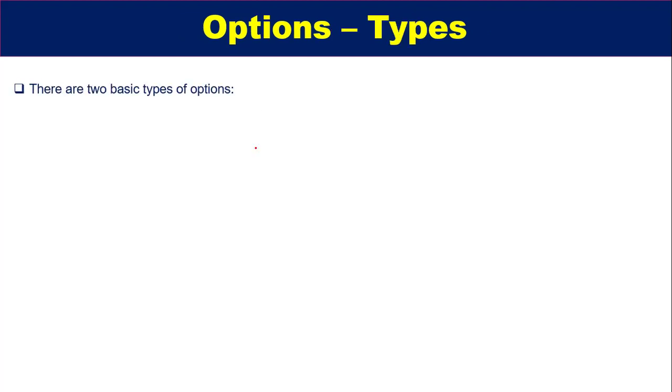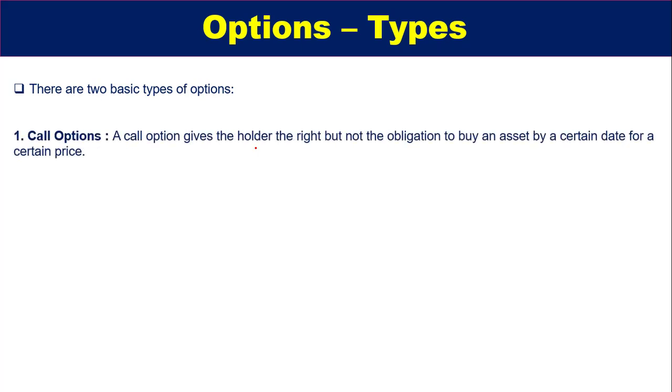Now come some of the basic types of options, and I think you know the two basic option types. First is the call option. In a call option, the holder has the right but not the obligation to buy an asset by a certain date for a certain price. As I told you, the house purchase example was a call option example, because the option buyer has purchased the option but is not obligated to buy the asset.